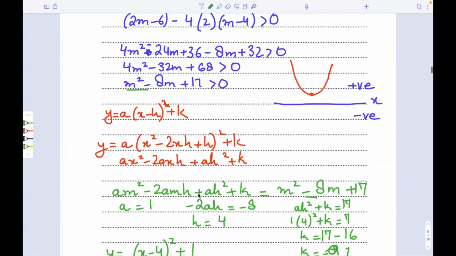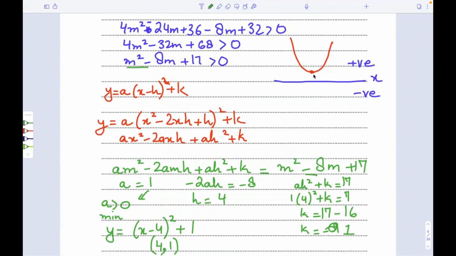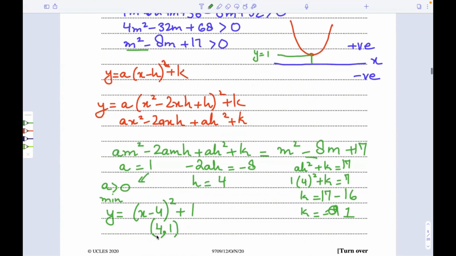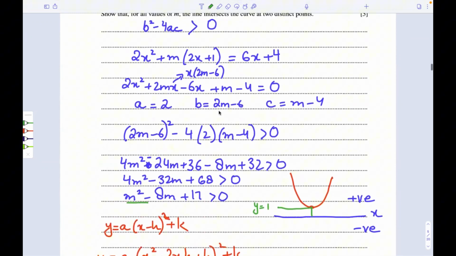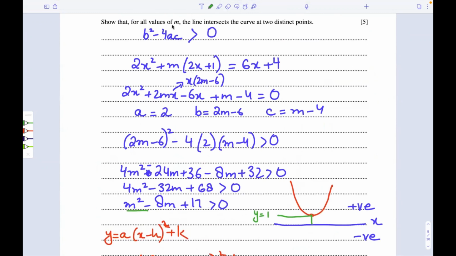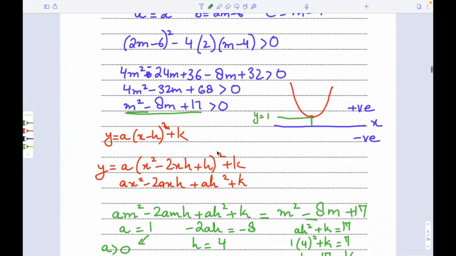So it has a minimum point. As a is greater than 0, it means the minimum point is above the x-axis. As this point is 4 comma 1, it means the curve can never go below y equals positive 1. So this is how we prove that the whole curve is above the x-axis. And this is how we show that for all values of m, the line intersects the curve at two distinct points. So we had to prove that this whole curve is above the x-axis, or greater than 0.